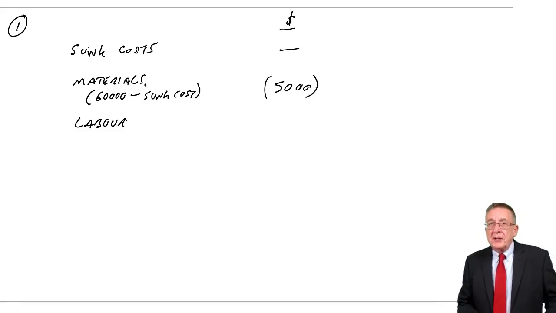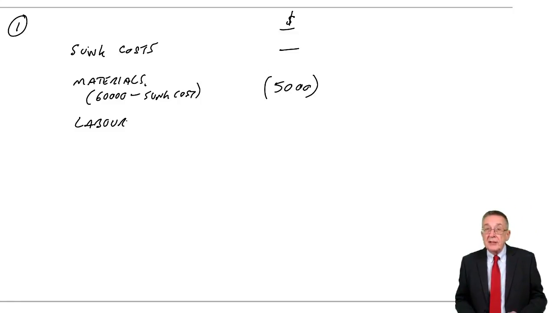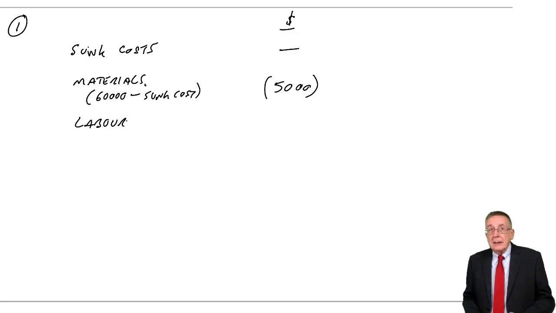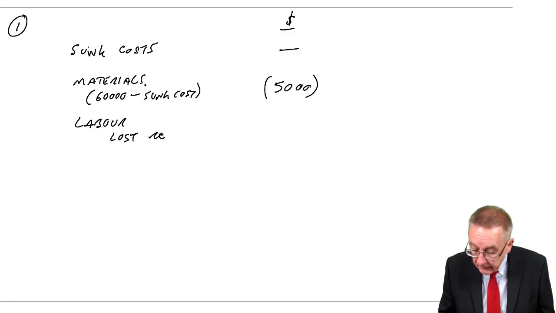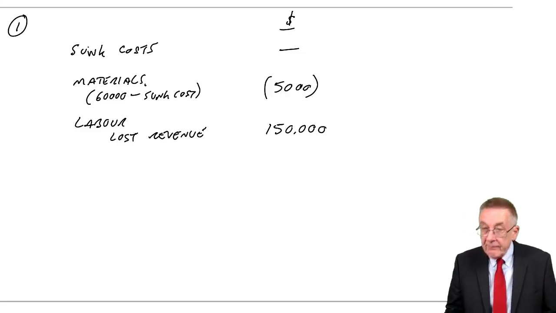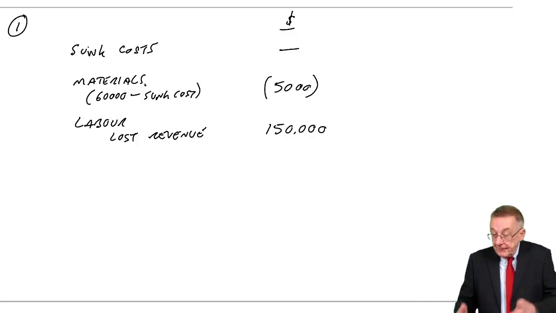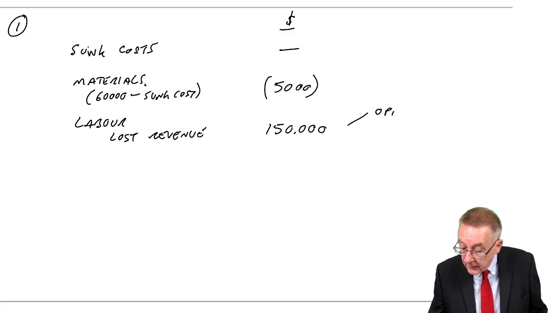If we don't do the project, these men could be getting us revenue of 150,000. If we do the project, then we won't get that revenue. Doing the project will lose us revenue of 150,000. It's a cost of doing the project. Again, don't do it and we'll earn 150. Do it and we'll lose the 150 we could have earned. As I say, an opportunity cost.